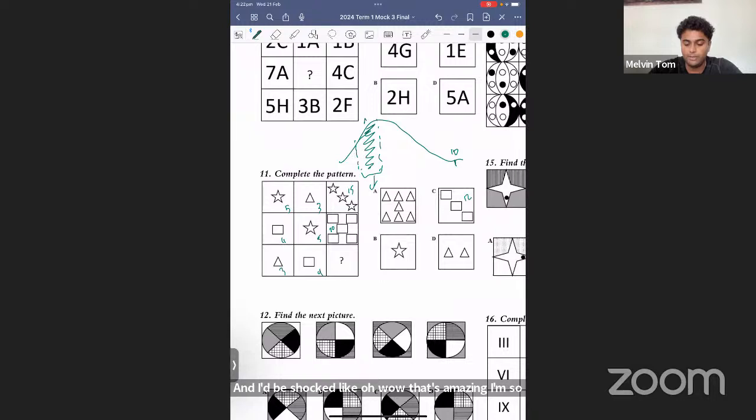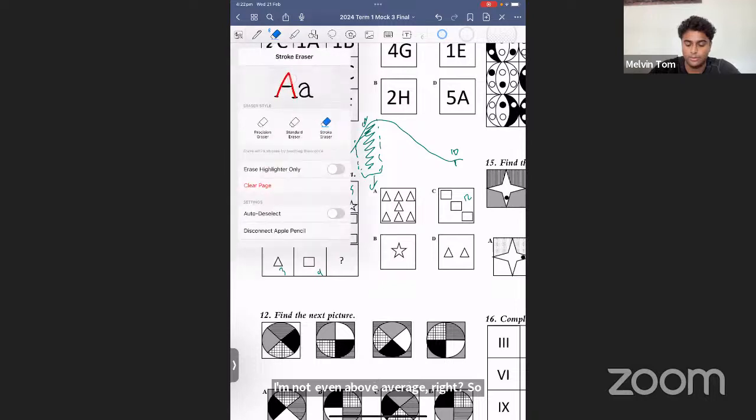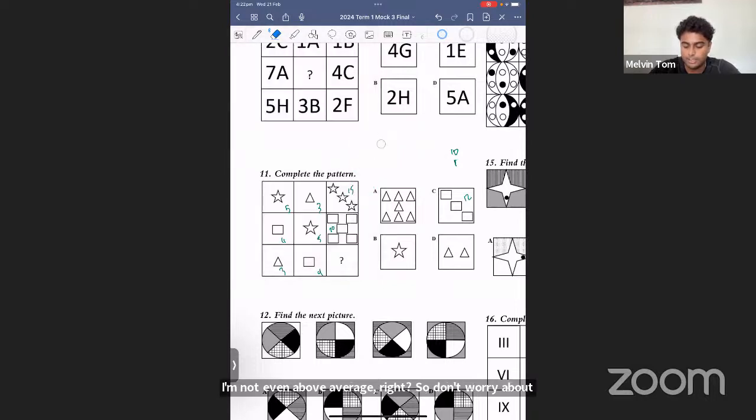So again, if I were to tell you, oh, you're in the bottom 40%, bottom 30%, by hearing that, you're just going to be sad. And you're going to say, what's the point of trying? I'm not even above average, right? So don't worry about these individual scores. Literally like everything in life, you just have to give it your best shot. If you give it your best, then you've tried your best. And if you get it, you should be proud of yourself. If you didn't get it, you should still be proud of yourself because you put so much effort into it. Do you guys understand?